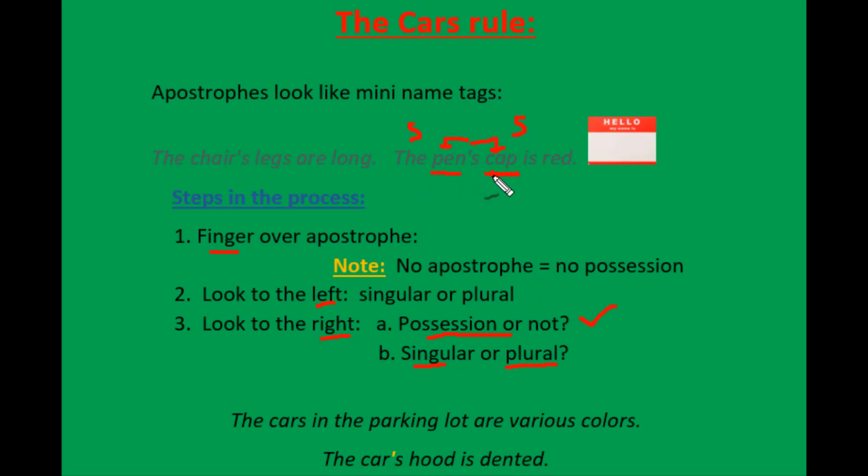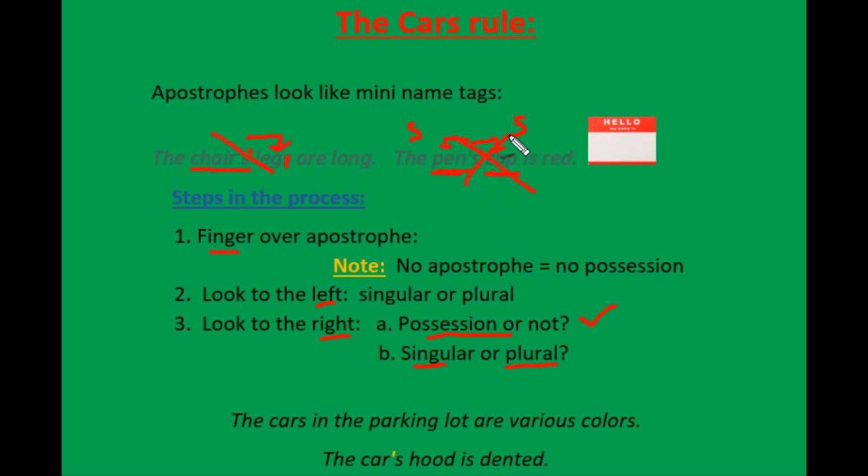You can see that ACT will try and trick you by doing something like this. The pen's caps, or the chair's leg. If they put the apostrophe on the outside and got rid of the S, that would mean plural chairs possess one leg. That's impossible. The pen's cap. Multiple pens own one cap. That's also impossible.